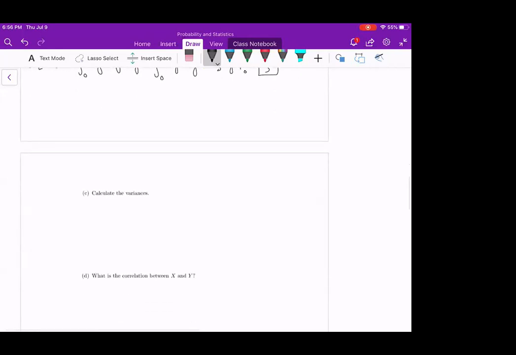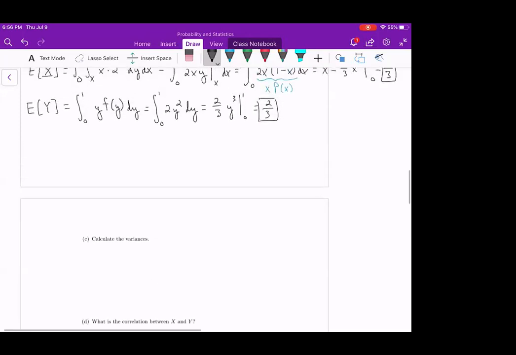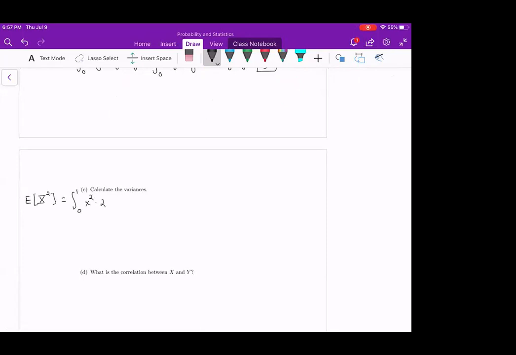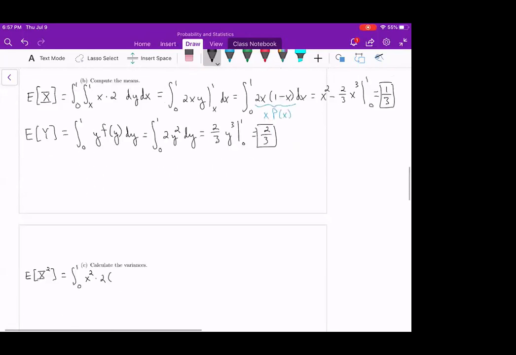Part C asks us to calculate the variances. So to do that, we need the second moment. So I need the expected value of x squared. I'm going to use the shortcut here. This is the integral from 0 to 1 of x squared times the PMF of 2 times 1 minus x.